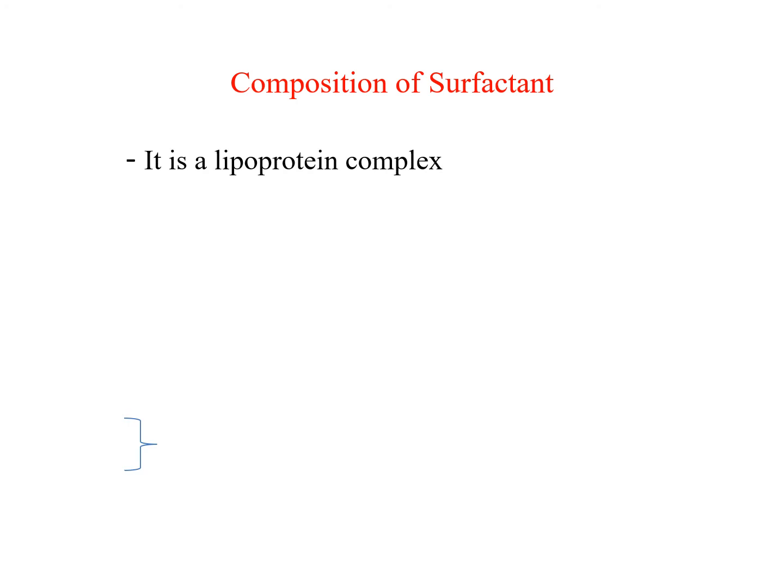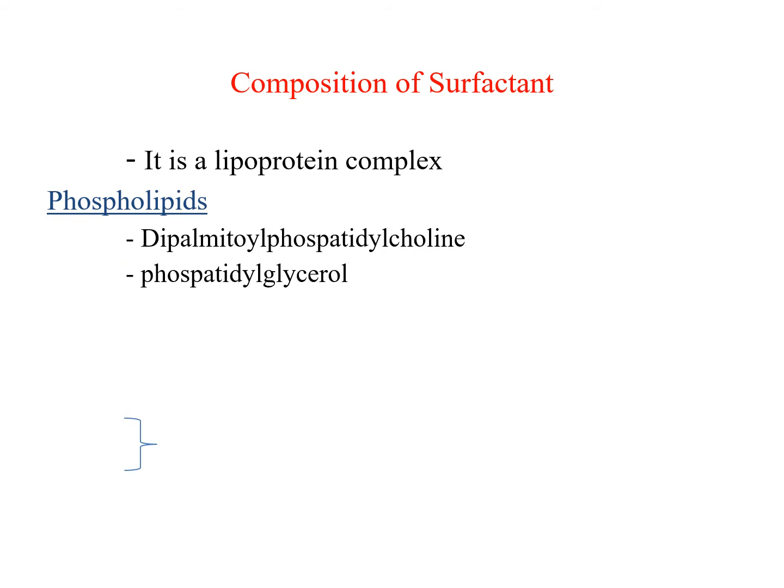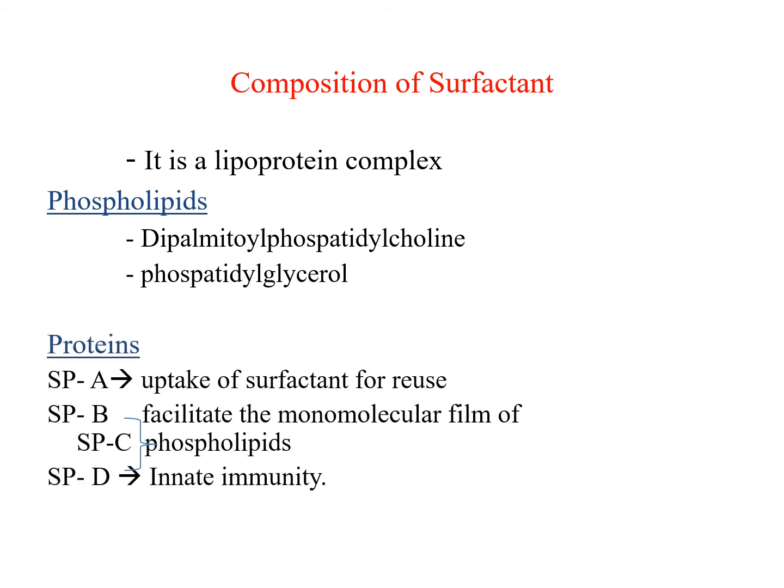What is the composition of surfactant? The surfactant is a lipoprotein complex. It is made up of the important phospholipids dipalmitoyl phosphatidylcholine and phosphatidylglycerol, and it also contains proteins and carbohydrates. The important proteins and their functions are SP-A, SP-B, SP-C, SP-D. The function of SP-A is uptake of surfactant for reuse. The function of B and C: these proteins only help to form a monomolecular film of phospholipids on the surface of the alveolus. SP-D function is innate immunity.